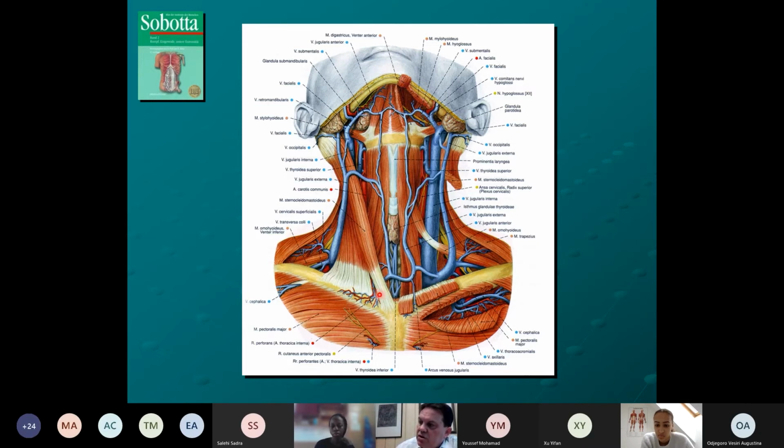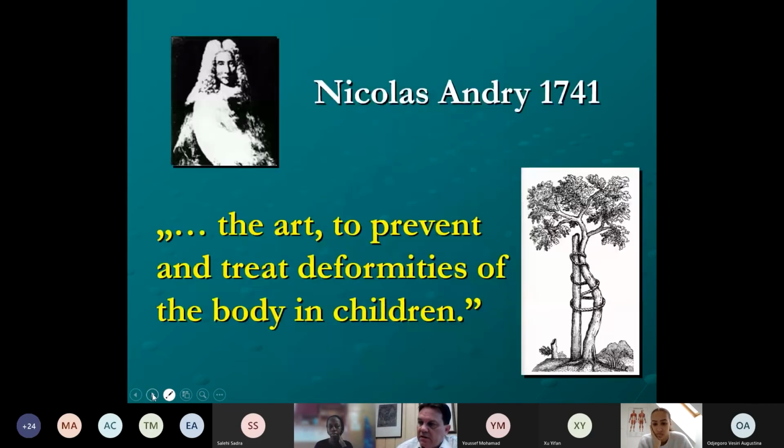But the final solution is to somehow release the tense muscle in babies very early, and then you can solve the problem. And imagine how far this went, this cutting of a muscle. There was a French guy in the 18th century who said that there is an art.